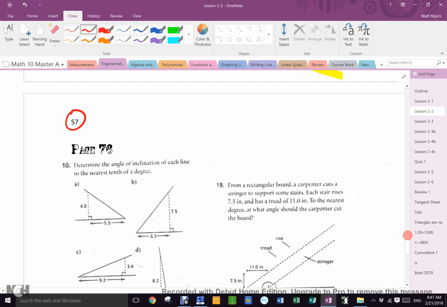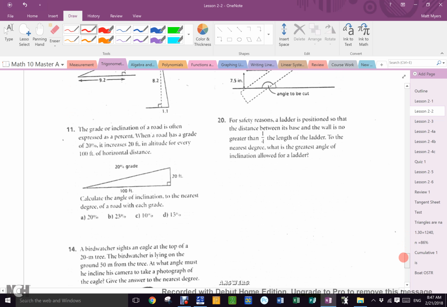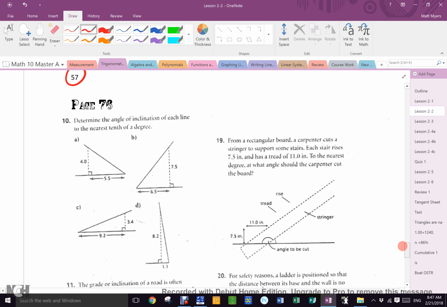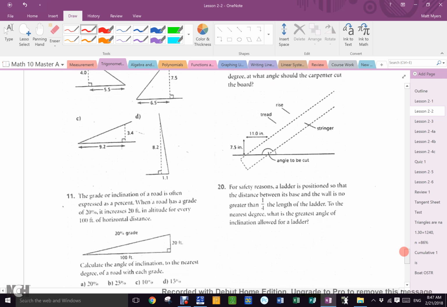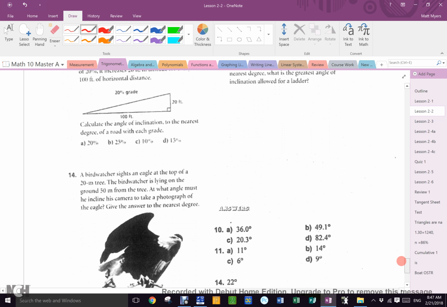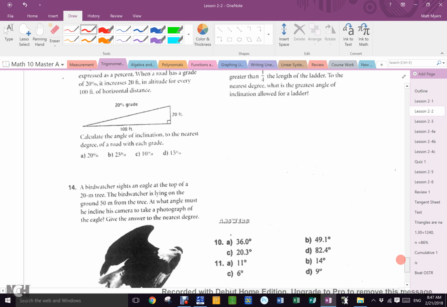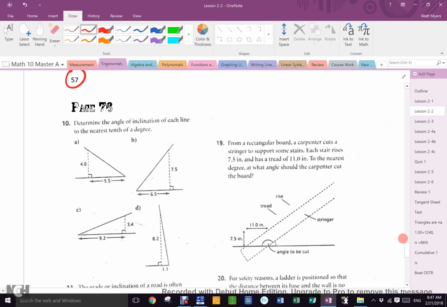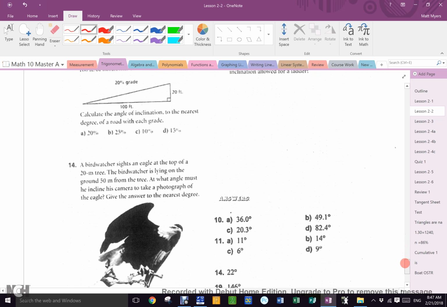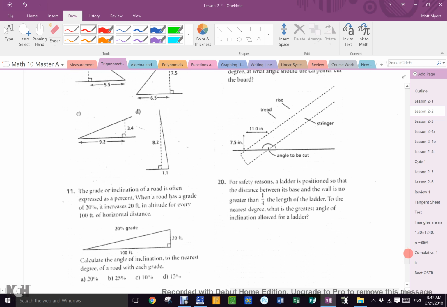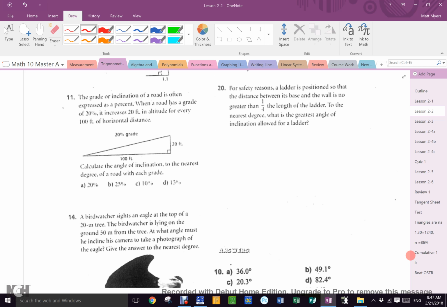All right? Here is all the work. I want you to do that whole page right now. And notice I have used the words angle of inclination, angle of depression. You need to figure some stuff out. Problems 11, 14, 19, and 20 are all real life trig problems. These are things that people need to be able to do in the real world with angles and trig. Okay? Go.